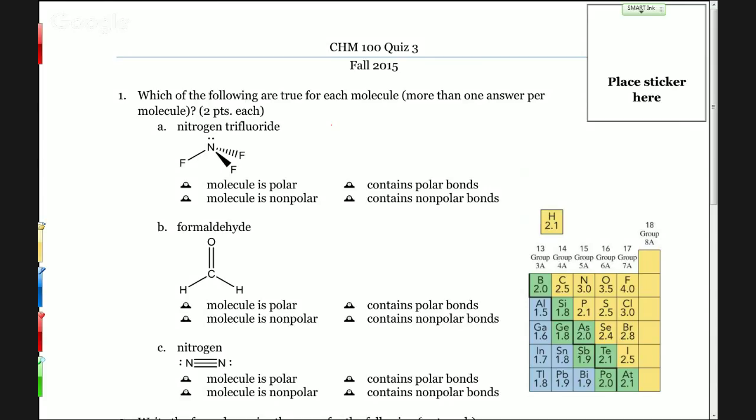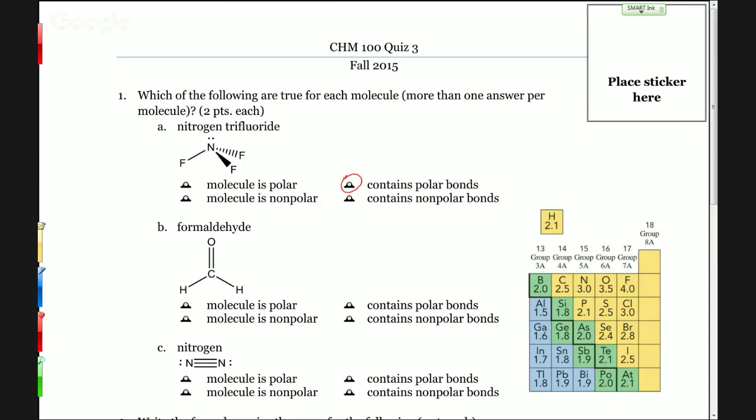Yeah, they're two different things, and there's a significant difference in their electronegativities. Nitrogen is 3.0 and fluorine is 4.0, so there's a difference of 1. And we said any difference greater than 0.4 or so we consider to be polar. So yes, we would say that this contains polar bonds.